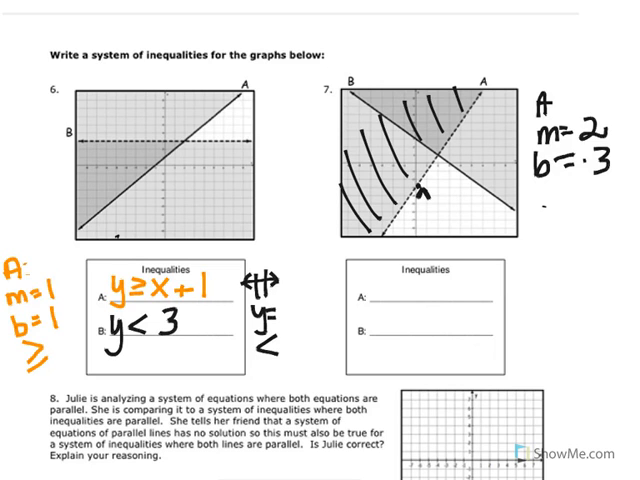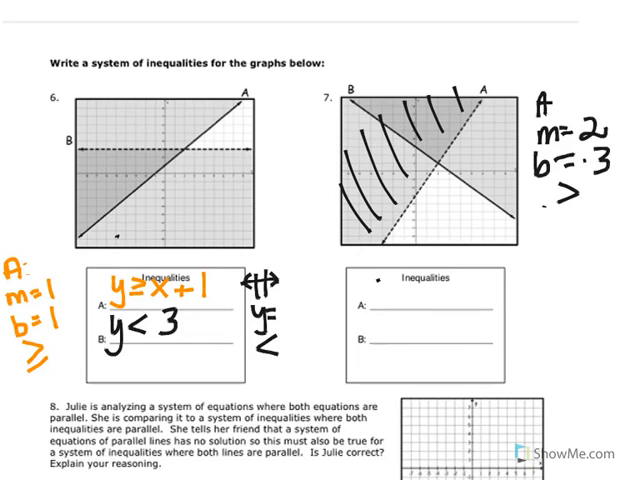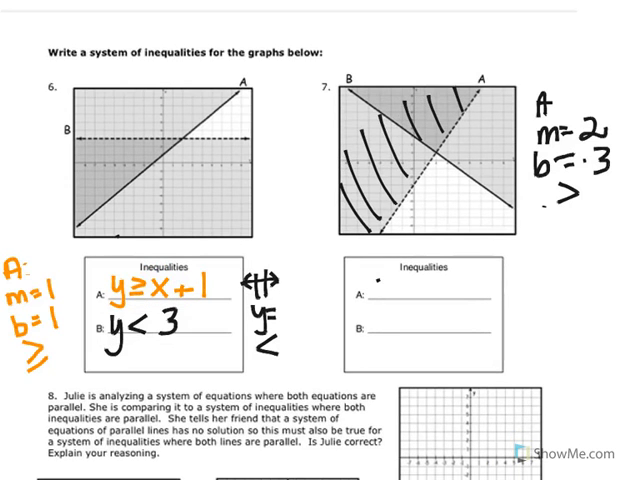How do I know that? Because if it was below the line, this white area would be shaded in. So it's above the line, which means a greater than, and it's dotted, so there's going to be no equal to sign on there. So let's write our inequality. We're going to say y is greater than 2x minus 3. And so we've solved that part of the puzzle.